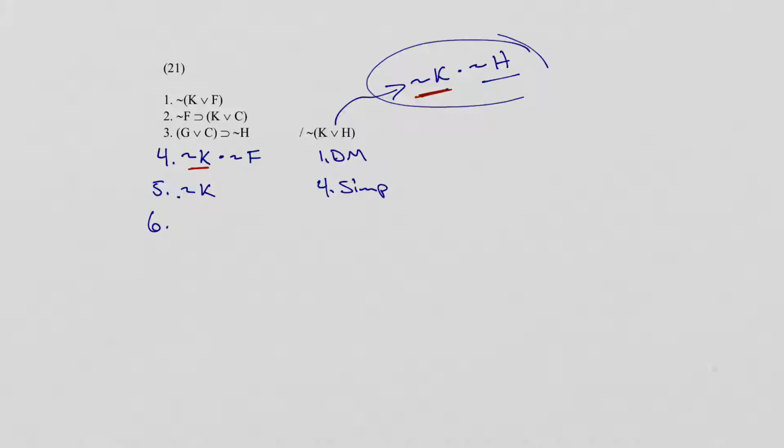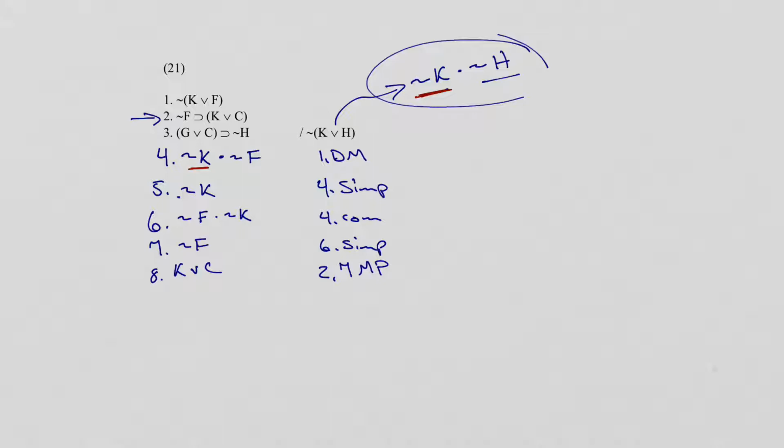So first of all, I need to take line 4. I'm going to do a little switch here. So I need to do 4 comm. And then I'll get my not F. So 6 simplification. And now that I have my not F, I'm going to use it right up here with line 2. And I'm going to get K or C. So 2 and 7. Modus ponens.